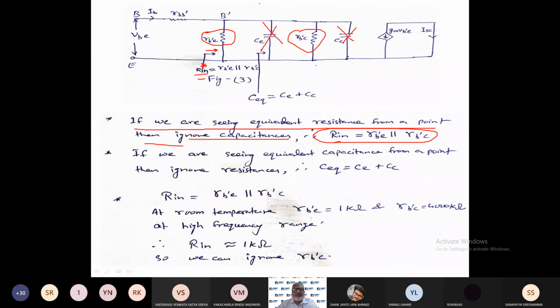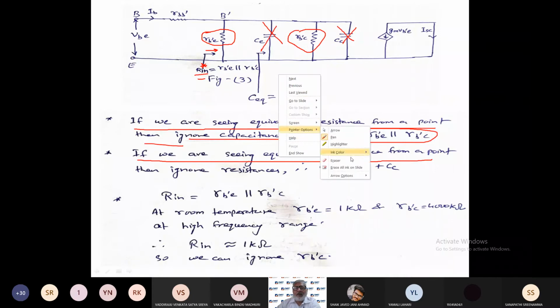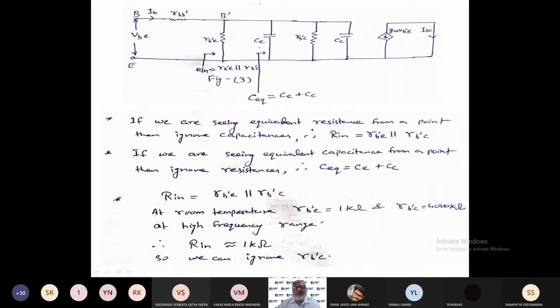Okay. And if we are seeing the equivalent capacitance, then we will neglect the resistances. So if you neglect the resistances, everything will be removed, and only you will find CE capacitance is in parallel with CC capacitance, right? This CE capacitance is internal capacitance formed between base and emitter. CC is internal capacitance formed between base and collector.